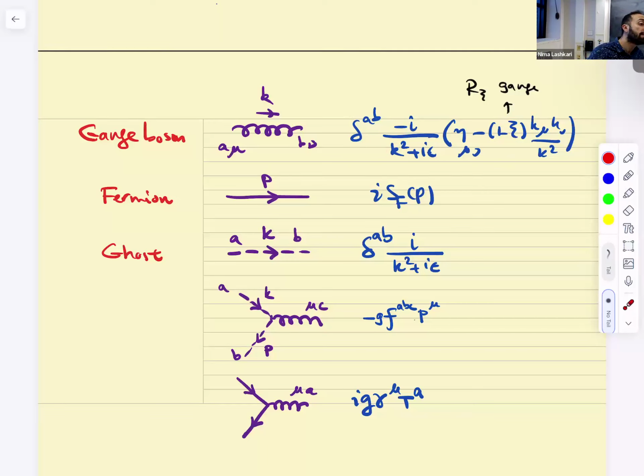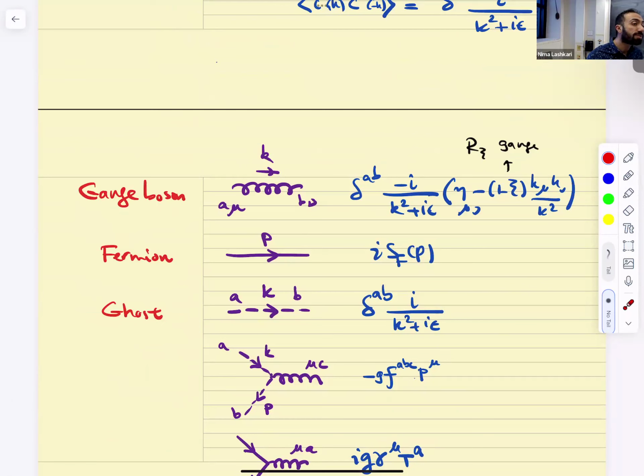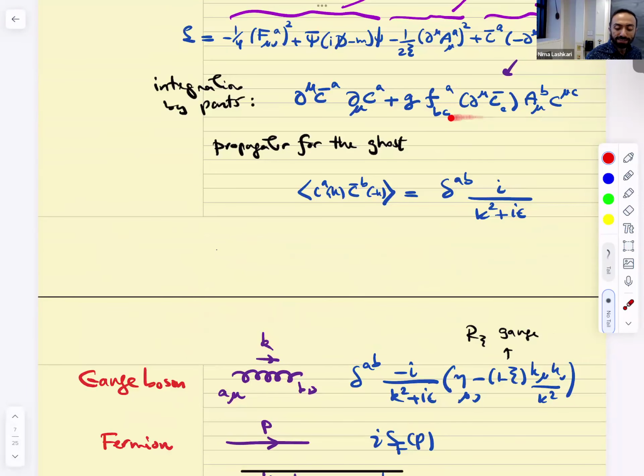It's proportional to delta AB, not surprisingly. The fermion propagator is just a good old fermion propagator. The ghost propagator we just derived. Now, there is a ghost vertex with the gauge boson. It comes from this term, from the fact that this is a covariant derivative. If this term was absent, as is the case in QED because the structure constants are zero, and we only had the propagator of the ghost, there would be no vertex that connects the ghost term to anything else. So it's just a decoupled sector.